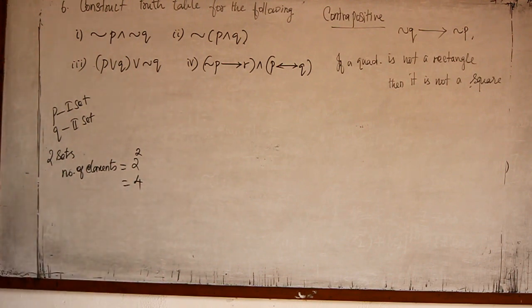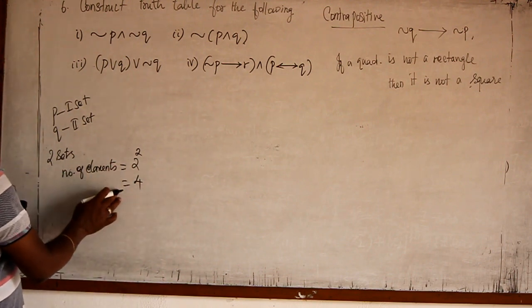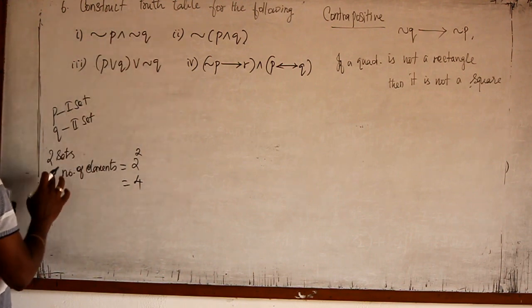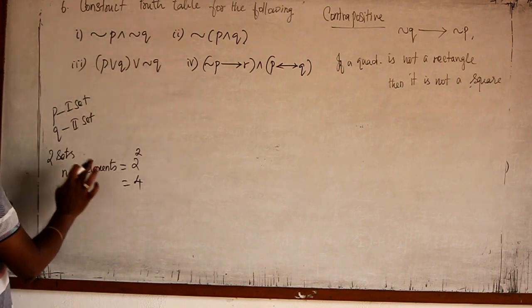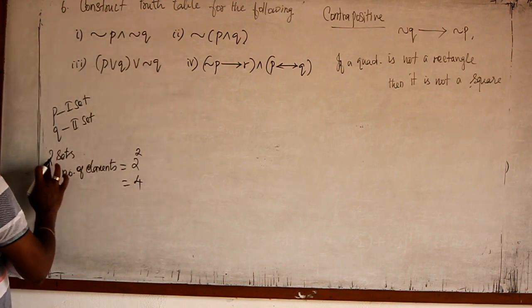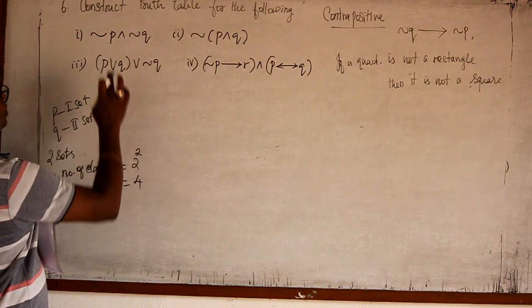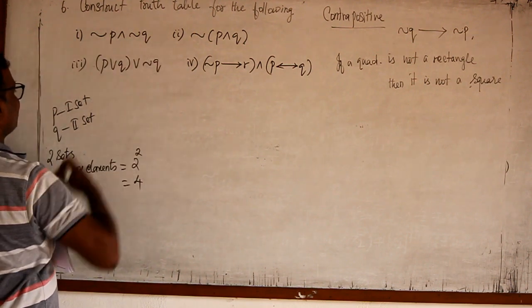So 4. Only 4 elements must be there. Can you understand now? If two sets are given, then the number of elements is 2 power 2. Therefore the answer is 4.